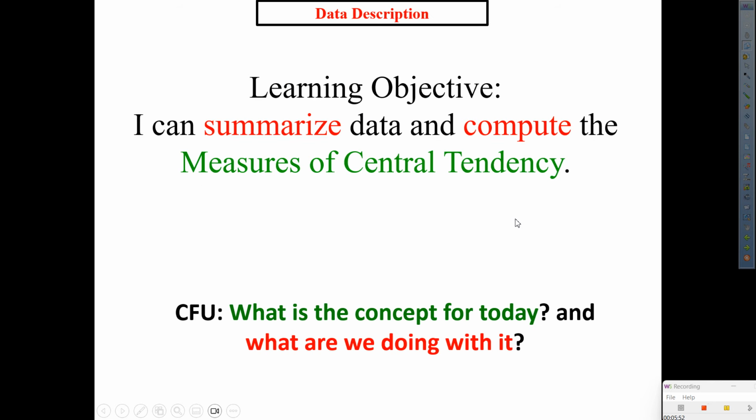And get a Cornell note ready. I'll give you guys some time. You don't need a Frayer model today since we already have the notes for measures of central tendency. Today we're just going to wrap that up. All right, here we go.